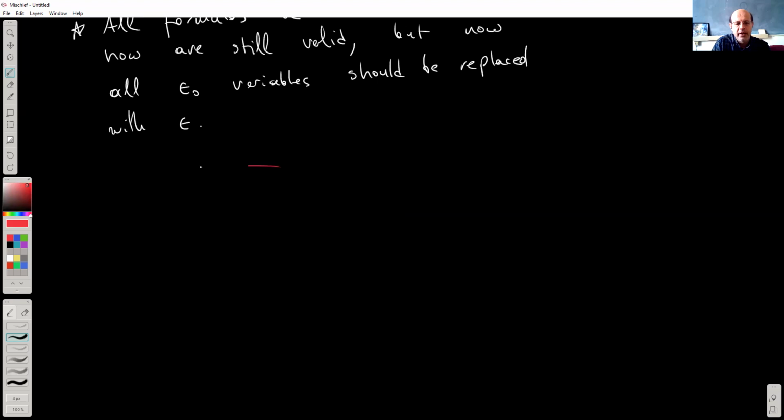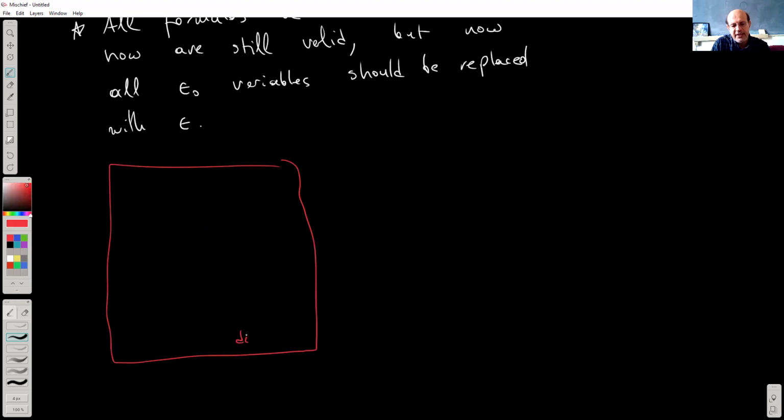So for example, I have some kind of a dielectric material. So that's a dielectric material, right? The red ones are always dielectric materials. And I have a single point charge inside the dielectric material, right? So that's a single point charge inside a dielectric material.